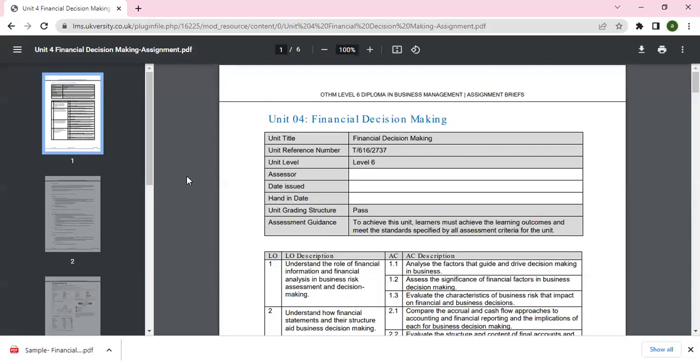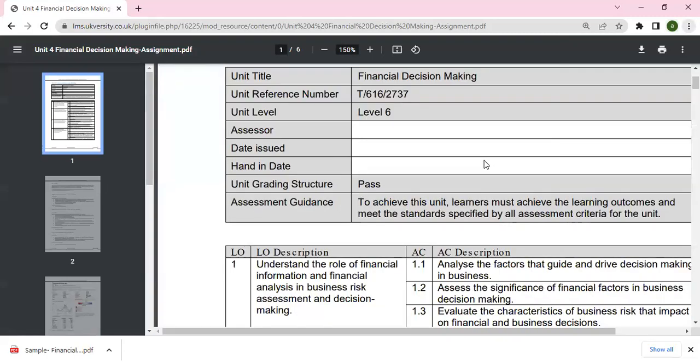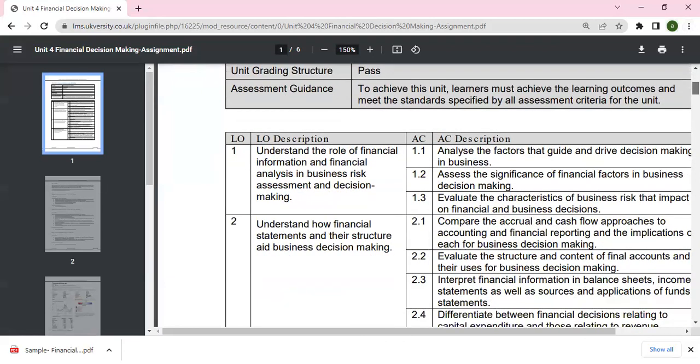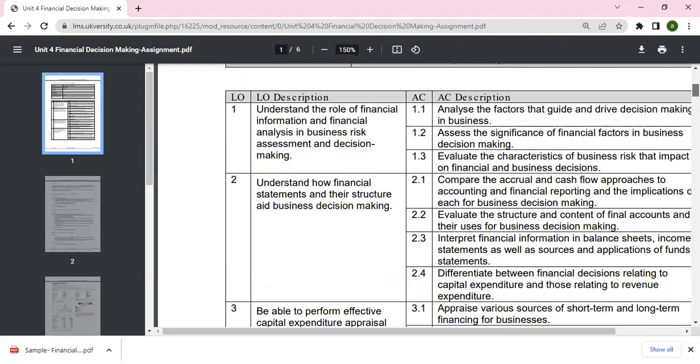So in our assignment, we're supposed to go through, as we learned during our last 3 lessons, understand the financial information, which we'll discuss, where we can find the financial information, source of financial information, and then compare the accurate cash flow approaches, which we can look around accounting financial implications on decision making, and structure of final accounts. And then we have to look around the interpretation of the different financial statements.